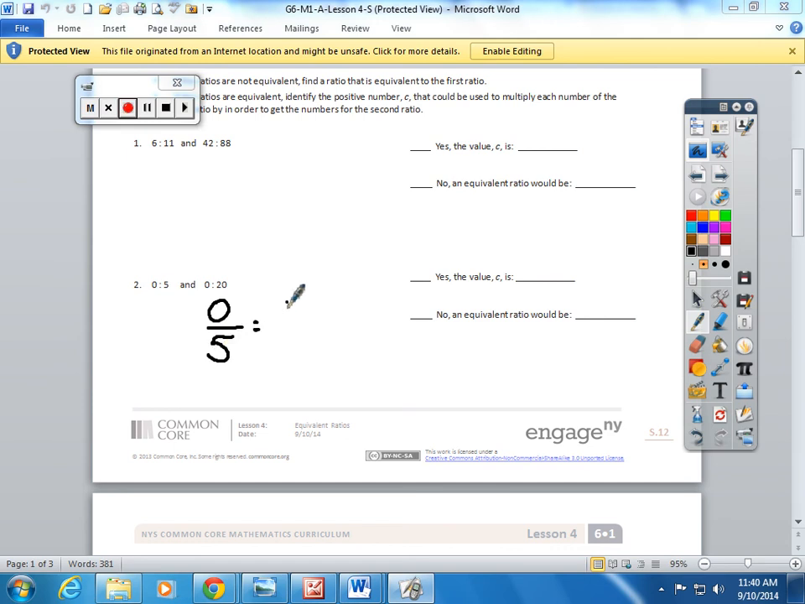5 is what to 20? Okay, let's see if these are equal fractions. 5 times 4 gives you 20. And whatever you do to the bottom, you must do to the top. Yes, these are equal, and we're multiplying them by the C value 4.